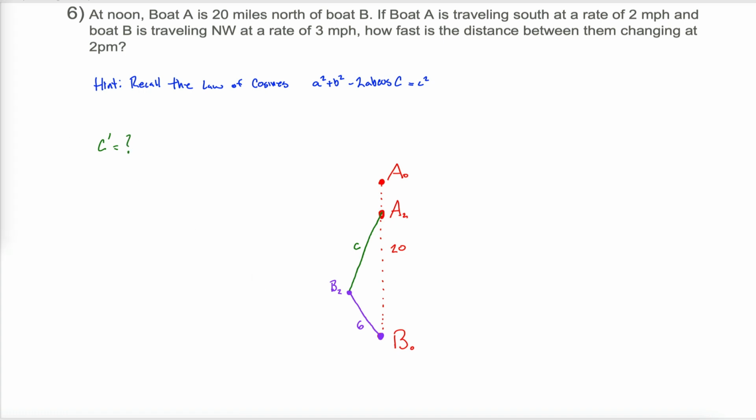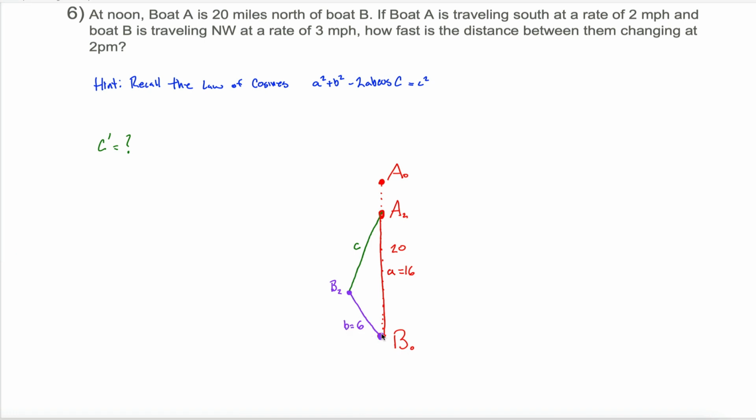Maybe at this point it makes sense to kind of connect some points and see that we have a triangle hidden in here. The red leg of this triangle, maybe I would call it little a, and it represents the distance that boat A is north of where boat B started. And since boat A started out 20 miles north of boat B, and boat A has been traveling south for 4 miles, right, 2 miles per hour for 2 hours, boat A is currently 16 miles north of where boat B started.